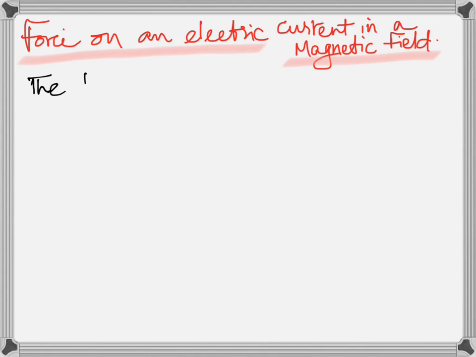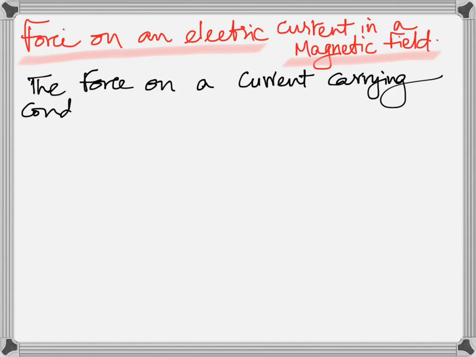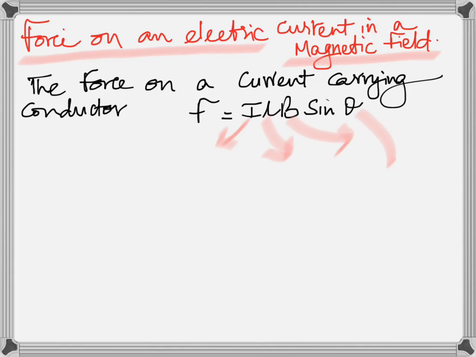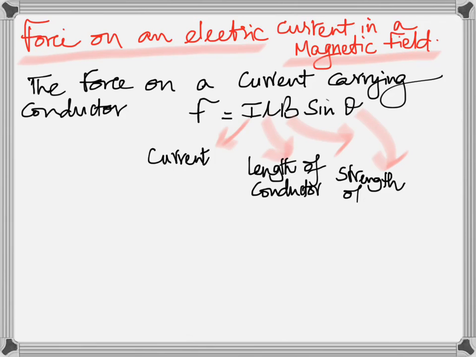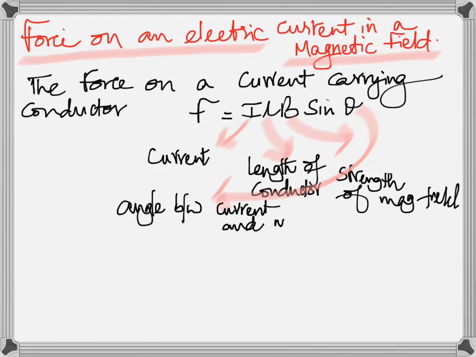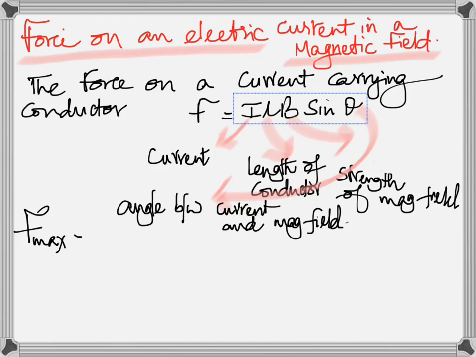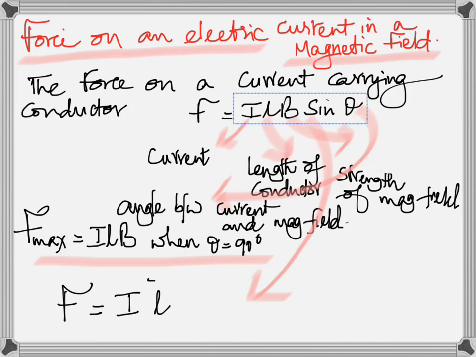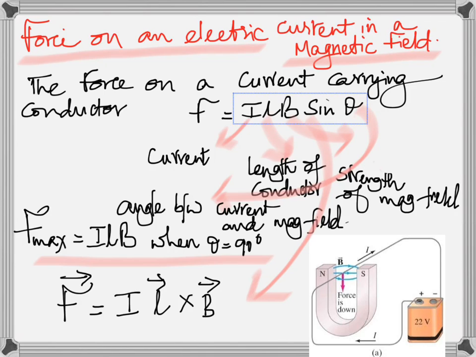And if there's a current carrying conductor situated in a magnetic field, there will always be a force on it. That force is given by ILB sine theta. I is the current, L is the length of the conductor, B is the strength of the magnetic field, and theta is the angle between the current and the magnetic field. This force becomes maximum when theta is 90, and sine 90 is 1, so F max is I times L times B. And this can be written as I L cross B.